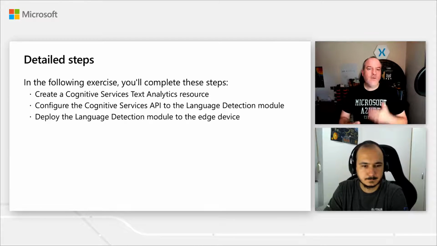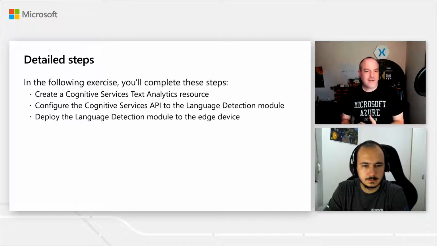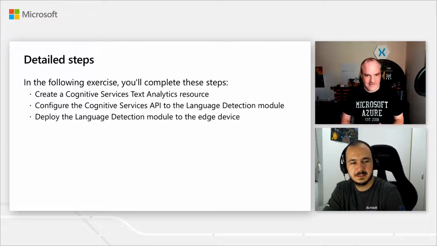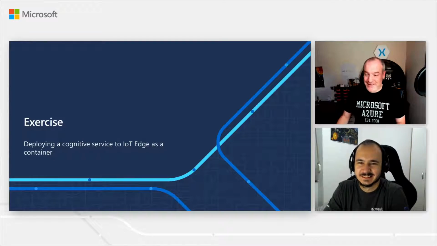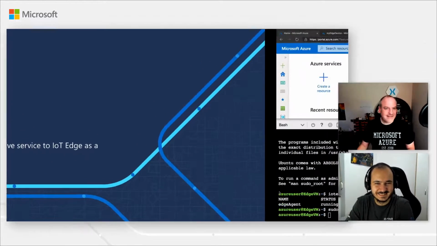Yep. So what we're going to do, we're going to create the text resource, configure the language detection model, and deploy it. Sounds good? Yeah, it sounds interesting. Some new things. Yeah, so let's do it. Let's actually do an exercise. Jump in. Jump right in.